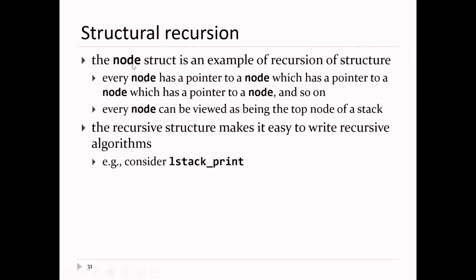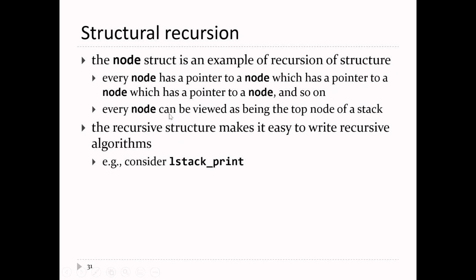That node structure, if you look at it, you've got a structure, a node. Inside that structure, there's a pointer to another node. And so that's the classic example of structural recursion. Anytime you've got one of these node-based structures, the structure of the thing that you're implementing is recursive. Every node has a pointer to a node, that node has a pointer to a node, that node has a pointer to a node, and so on, and so on, and so on.